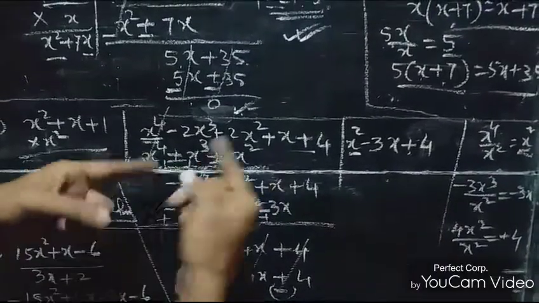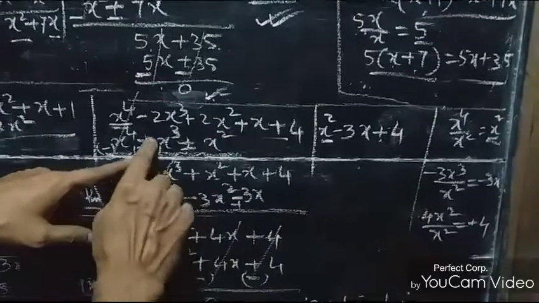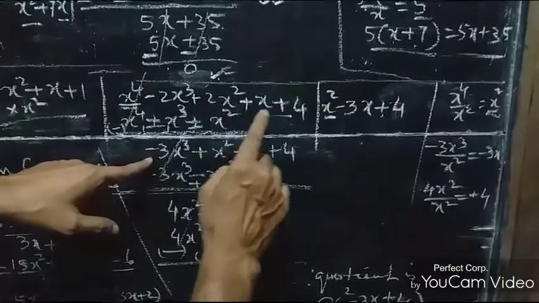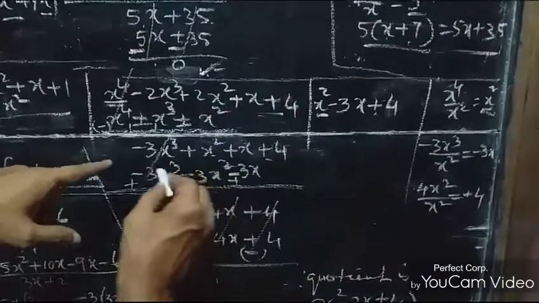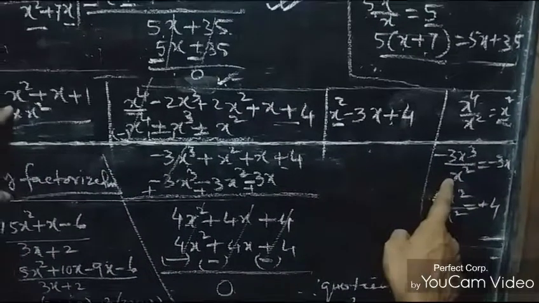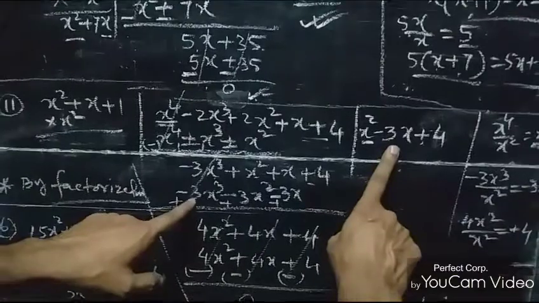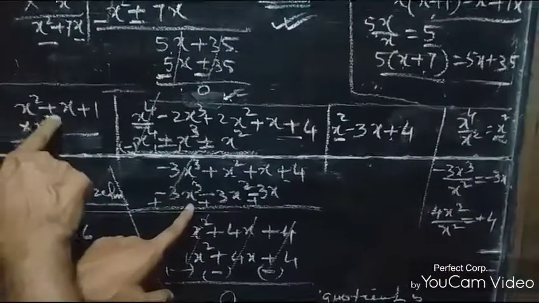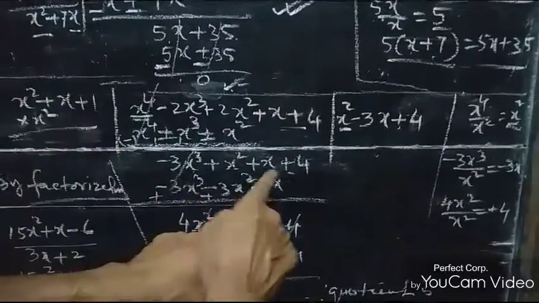So the signs will be fully reversed. This is plus, this is minus, it will be plus and minus. Then it has come minus 3x cube. This is plus x square. And then the remaining terms have come. Now once again, this is the first term, 3x cube by x square. So it has come minus 3x. Put this here, minus 3x. And multiply this minus 3x into this, that is minus 3x cube minus 3x square and minus 3x.